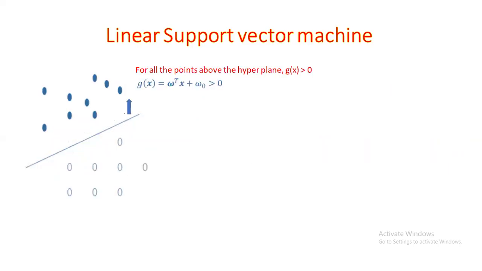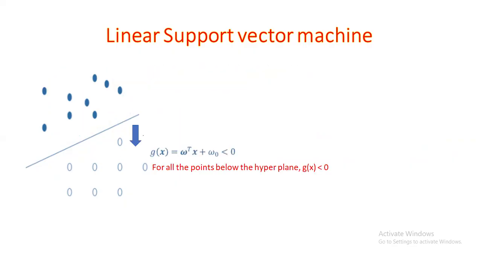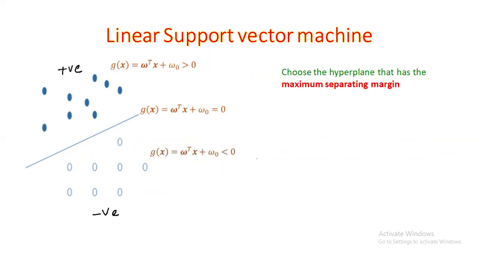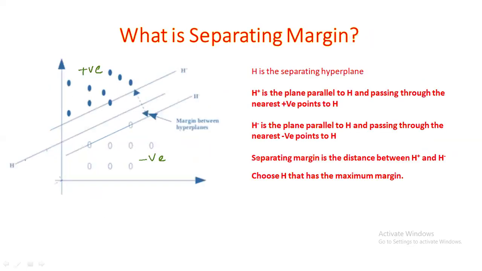So in this case, if g(x) is greater than 0, we can write it as w transpose x plus w naught greater than 0. Above the hyperplane, g(x) is greater than 0. And if g(x) is less than 0, that means these are the negative points. We write it as w transpose x plus w naught less than 0. So we can write the equation like this: less than 0, greater than 0.